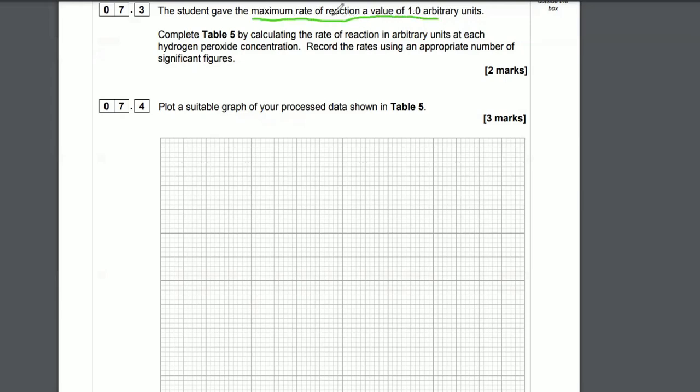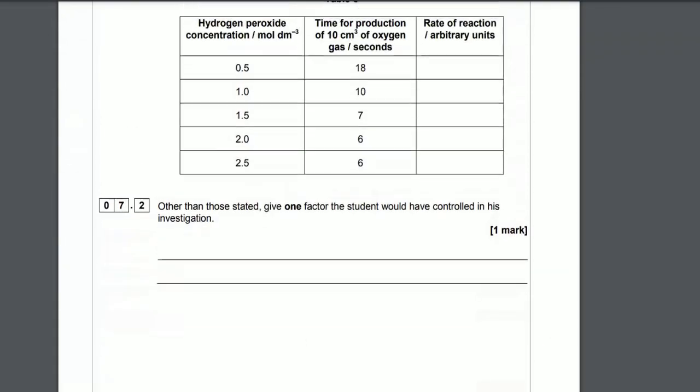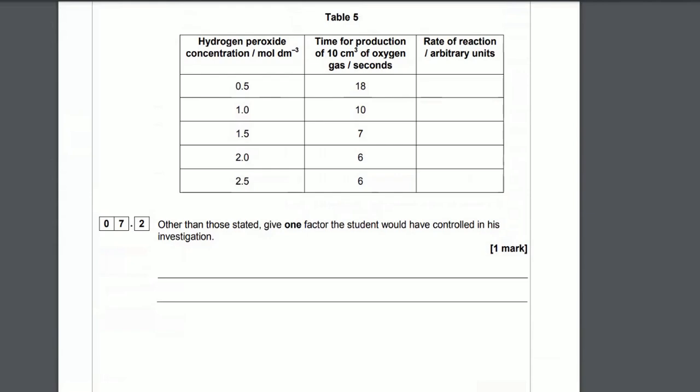The student gave the maximum rate of reaction a value of 1.0 arbitrary units. Now, this is going to be key in the calculation we're going to do. Complete table 5 by calculating the rate of reaction in arbitrary units, AU, at each hydrogen peroxide concentration. Record the rates for the missing column over here. So we've got the rate of reaction in arbitrary units. Now, a real common mistake I'm going to do first. This is what I thought first.